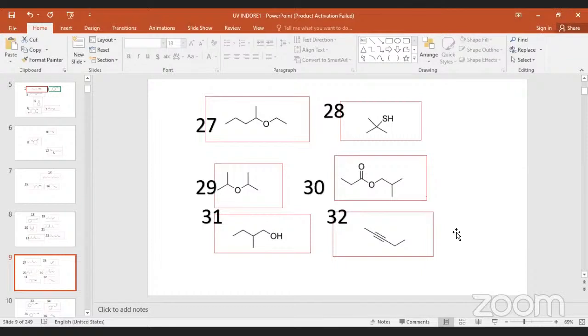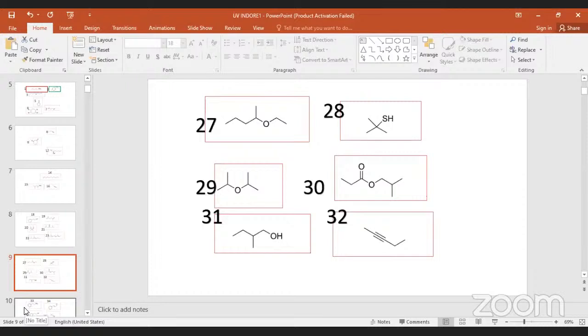31. This is 2-methyl, 1-propanol. You can check for the linear chain. Yes, sir, 1, 2, 3. First, butanol. Butanol, sir. Yes, 2-methyl-1-butanol. Correct. And the final, 32.